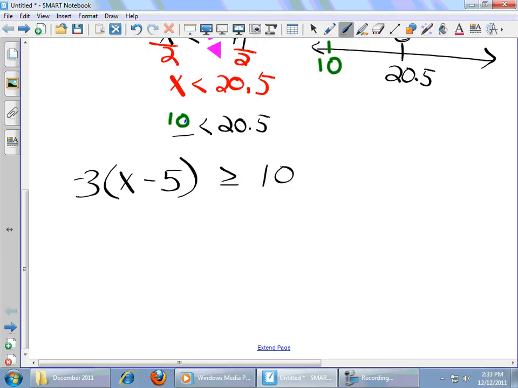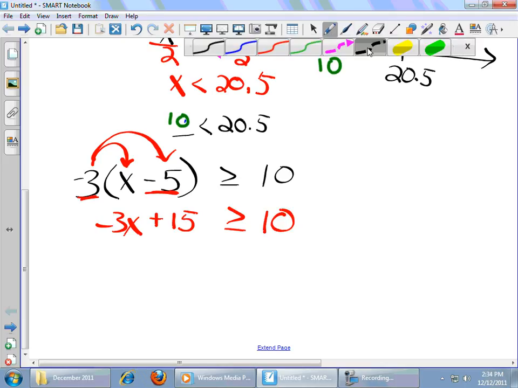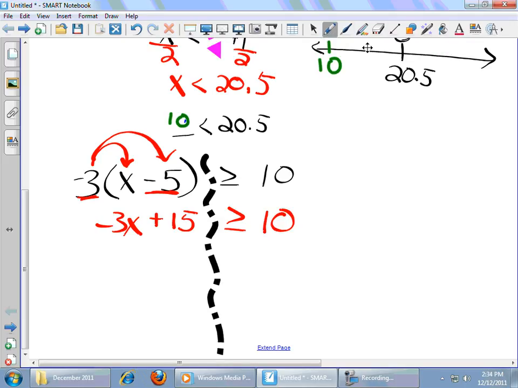Remember, when you have a problem that looks like this, that's a distribution problem. I need to distribute first, and once I distribute, it won't be so strange. When I distribute, I multiply. Negative 3 times x, negative 3x. Negative 3 times negative 5, positive 15. So I get positive 15, greater than or equal to 10. If you want my Great Wall in there, for those of you that need it, no problem. There it is.